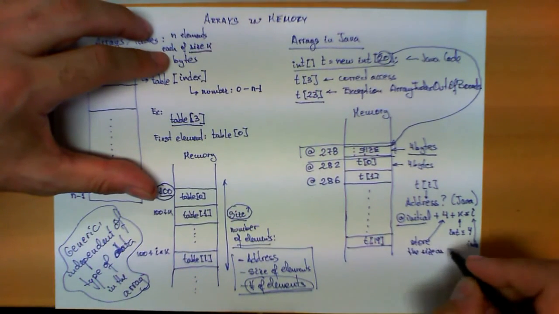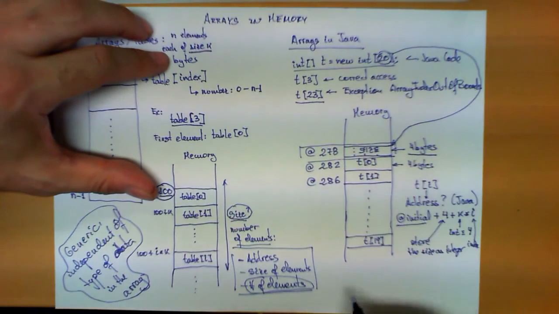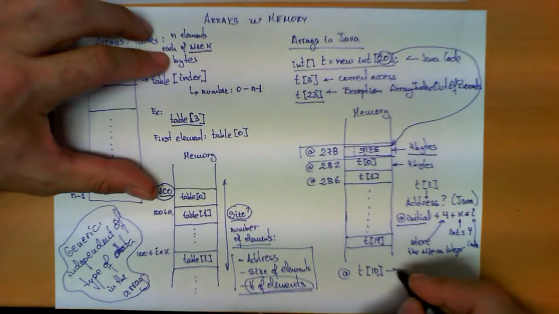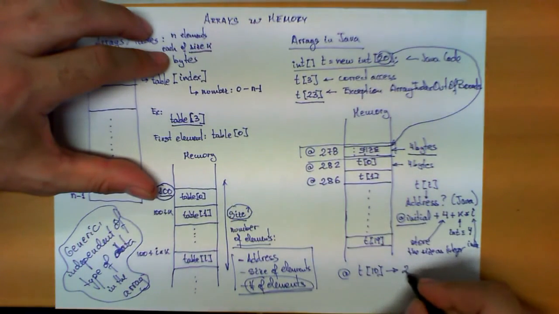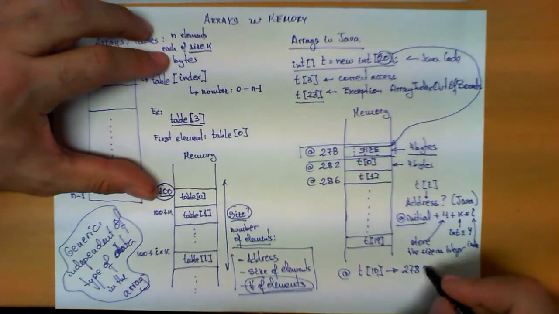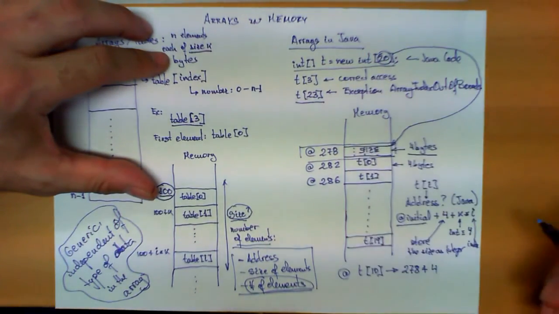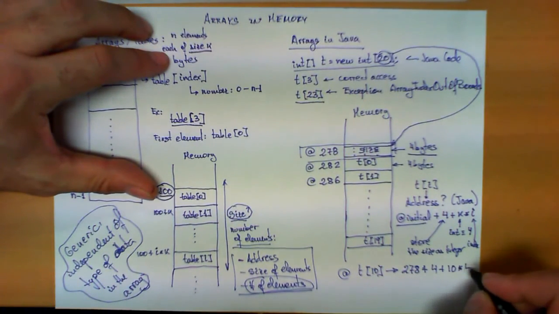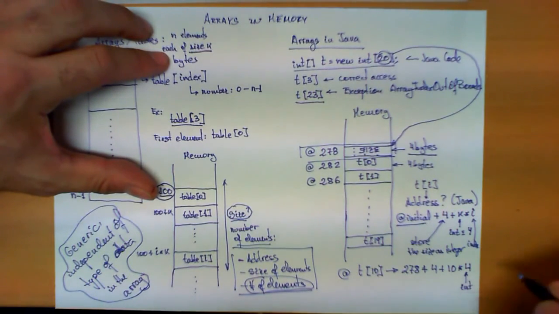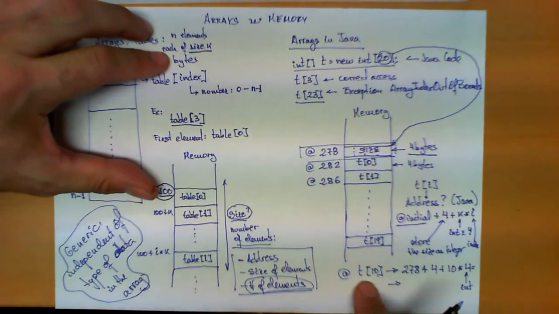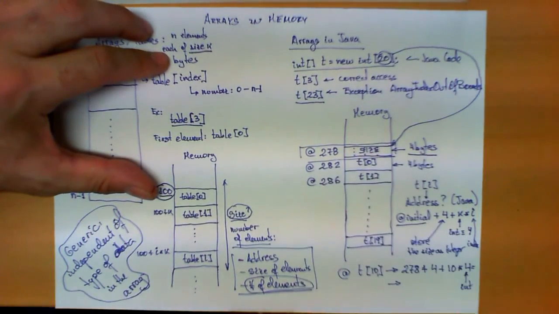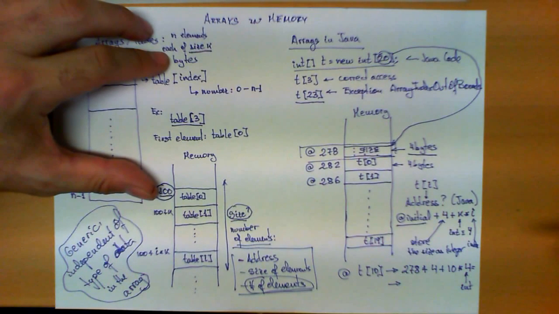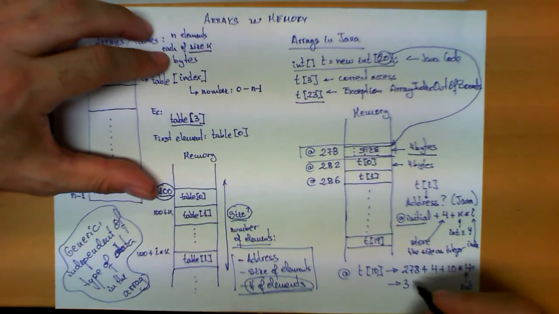size as integer. So in this example, the position t of 10 will be computed as initial address 278 plus 4 to account for this cell here, which contains 4 bytes, plus 10 times 4, because I'm storing integers, and therefore the address in which t of 10 is stored for this array starting in position 278 is 278 plus 4 plus 40, which is 322.